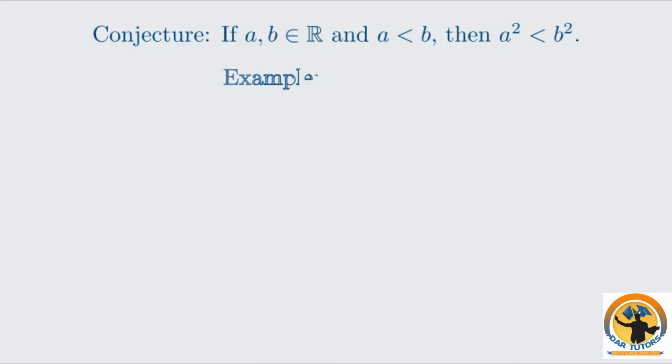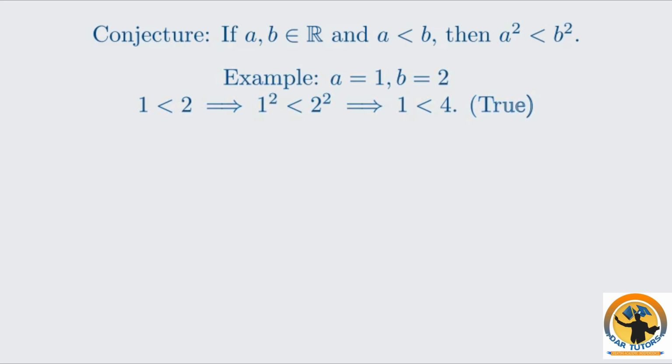Let's try a equals 1 and b equals 2. 1 is less than 2, and 1 squared is less than 2 squared. This works. However, a single counterexample is enough to disprove a conjecture.